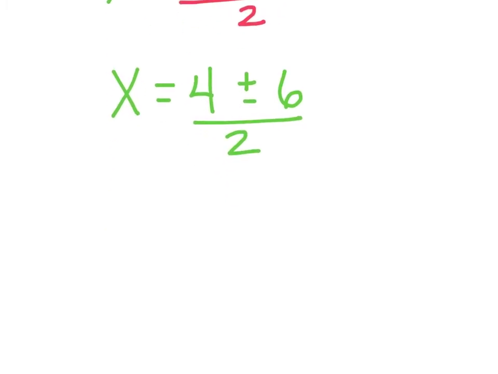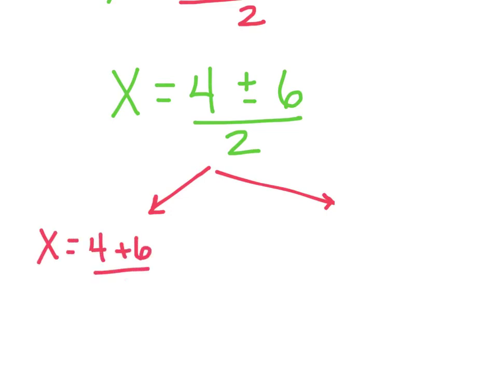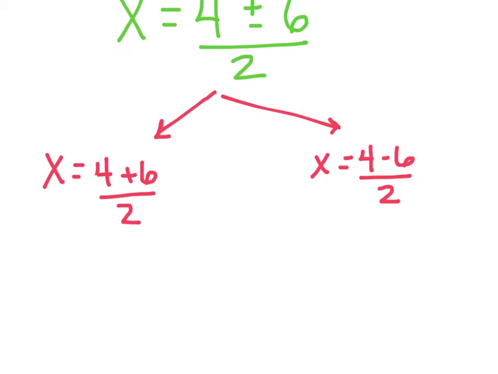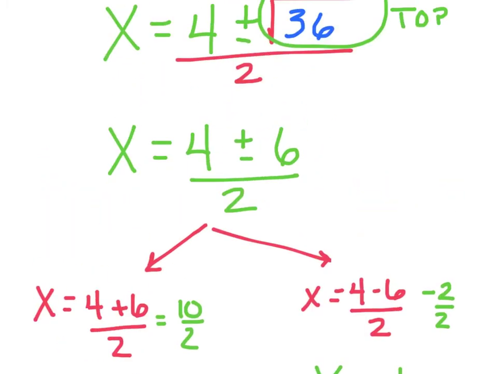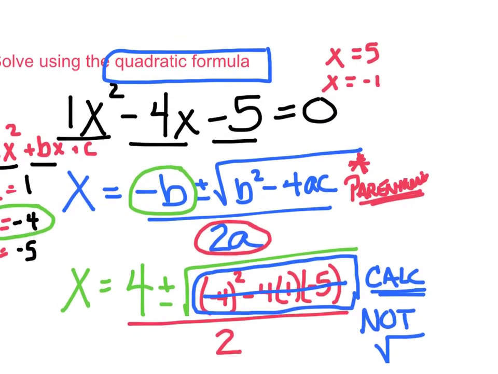Now at this point, I just want to be clear, again we're going to get 2 answers because of that plus minus. I get x equals 4 plus 6 divided by 2, and x equals 4 minus 6 divided by 2. Let's go one step further. What do we actually get on top? Well, 10 divided by 2 is 5. And here I get negative 2 divided by 2 is negative 1. Were those indeed the same 2 exact answers that we had when we factored? Well, yeah, of course they were. We solved the same equation, just a different way.